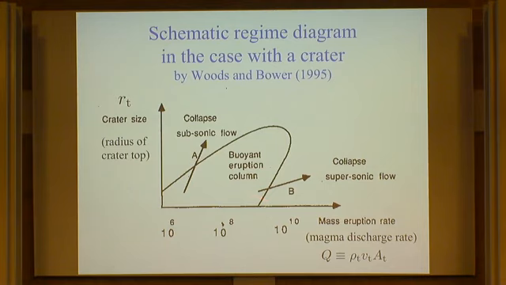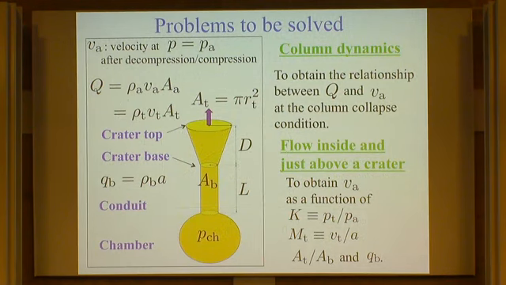To quantify that diagram, we have to solve at least these problems. One is eruption column dynamics to obtain the relationship between magma discharge rate and VA. VA means velocity at pressure equal to atmospheric pressure after decompression and compression at the time of column collapse condition. This is the first problem. And as I said, the pressure at the top of the crater is different from atmospheric pressure. This VA is of course different from the velocity up here.